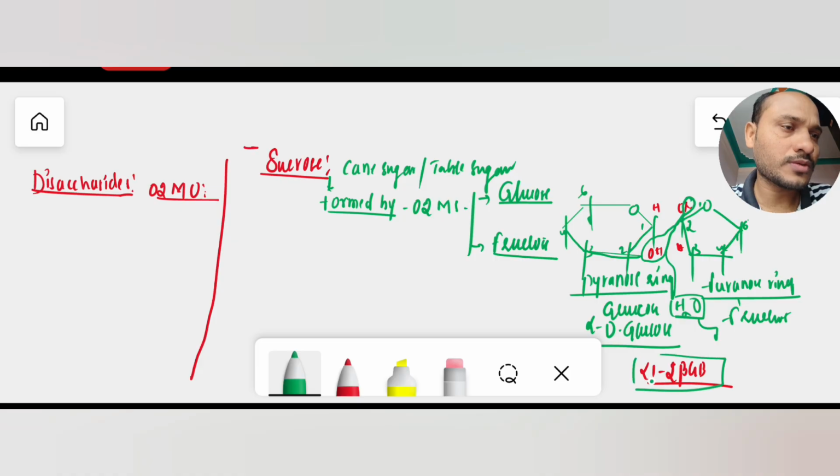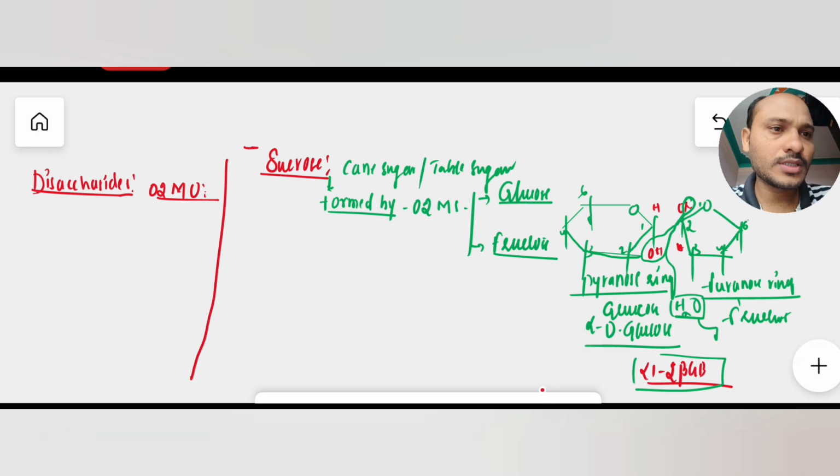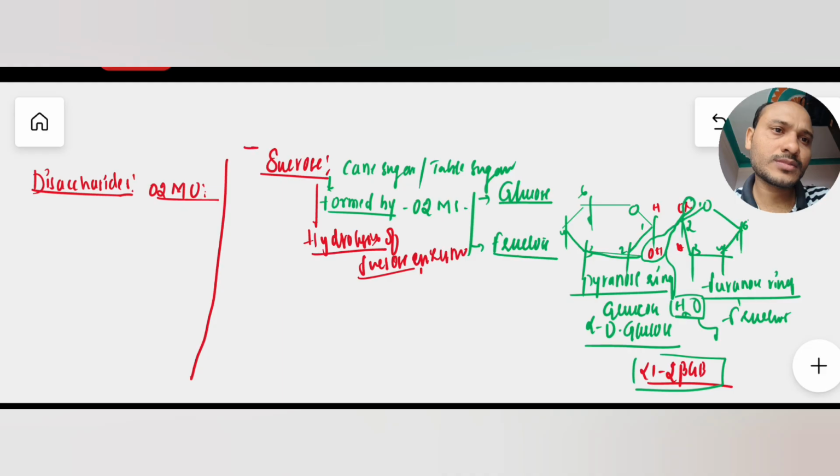So the 1,2 glycosidic bond is the bond formed between glucose and fructose. Hence they form the structure of sucrose. Like that they will form. And remember, after forming this bond, an O-glycosidic bond will form. And then sucrose undergoes hydrolysis by an enzyme. The enzyme invertase hydrolyzes this sucrose, also known as sucrase enzyme.